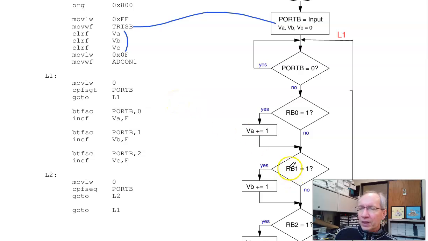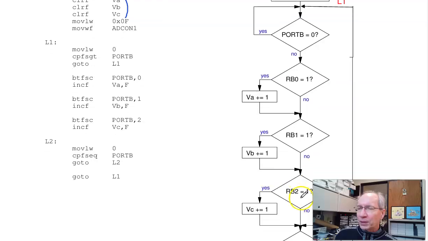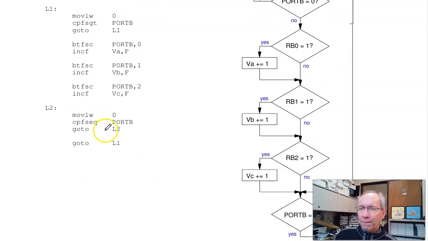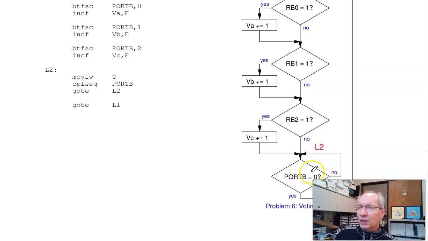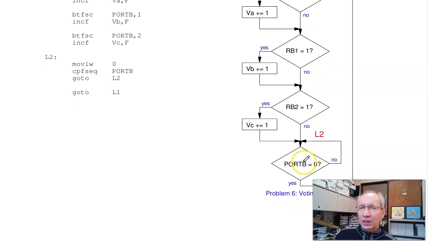Likewise for B. If the button pushed was port B pin 1, then I'll increment B. If it was port B pin 2, I'll vote for C. And then wait until all the buttons are released. So I'm going to move 0 to W, skip if equal. If it is equal to 0, I skip out. Otherwise, keep looping until all the buttons are released. Then I go back to loop 1. That's the voting machine.